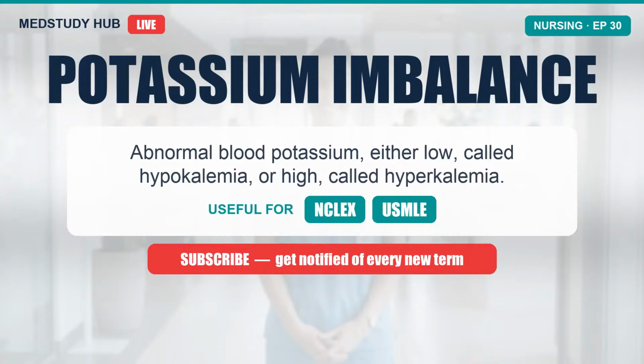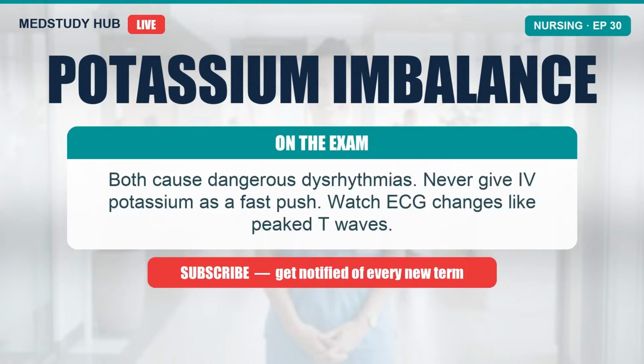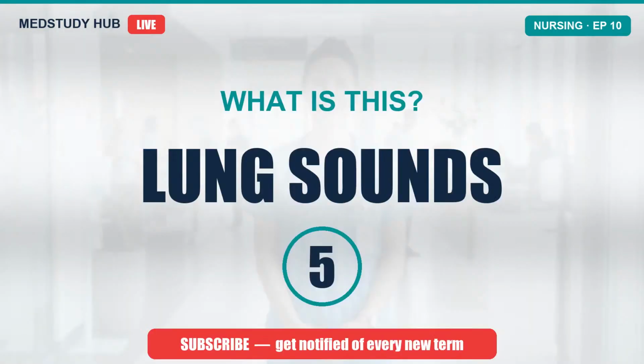Potassium imbalance. Abnormal blood potassium, either low, called hypokalemia, or high, called hyperkalemia. Both cause dangerous dysrhythmias. Never give potassium as a fast push. Watch ECG changes like peaked T waves. What is this word?